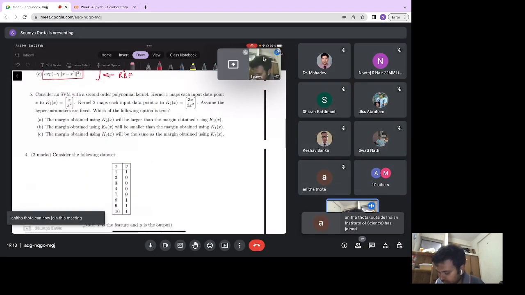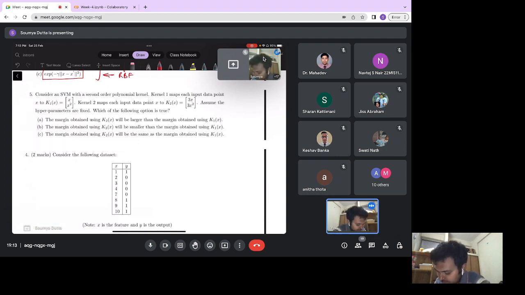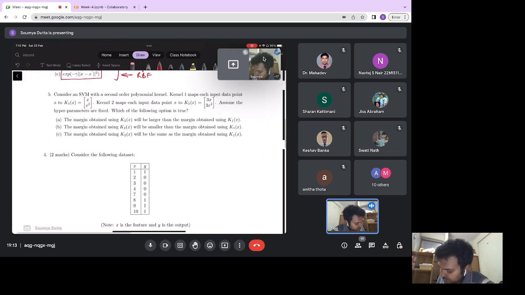Okay, so the last question, which is theoretical, and we have to work it out. Consider the SVM with a second order polynomial kernel. Kernel 1 maps each input data point x to x and x squared, and kernel 2 maps each input data point x to k2(x), which is 3x and 3x squared. So they are more or less the same, except that one is a scaled version of the other, three times. Assume that all the other hyperparameters that you train your SVM with are kept constant. Which of the following options is true?